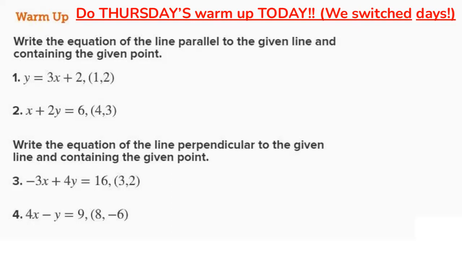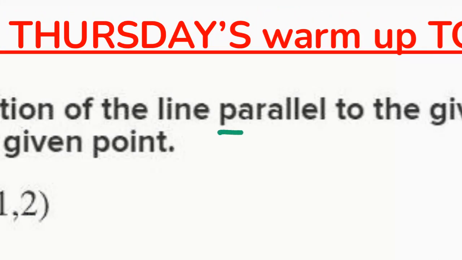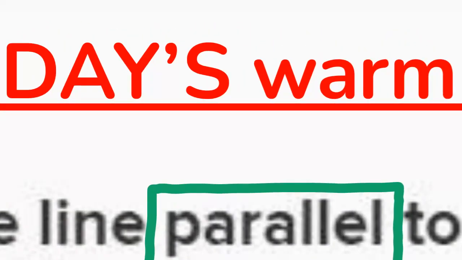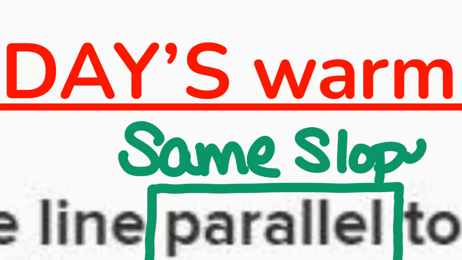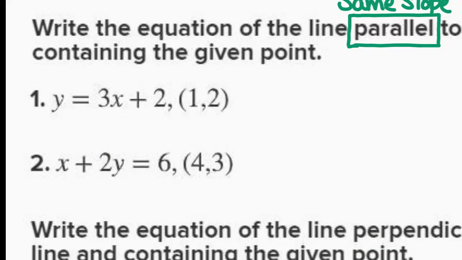For numbers 1 and 2, we want to write the equation of a line that is parallel to the given line and contains the point. What do I need to have in order for that line to be parallel? Same slope. If you look at number 1, can we look at the equation and know what the slope is just by looking at that equation? Yes, it's in slope-intercept form. So what is the slope on number 1? 3.